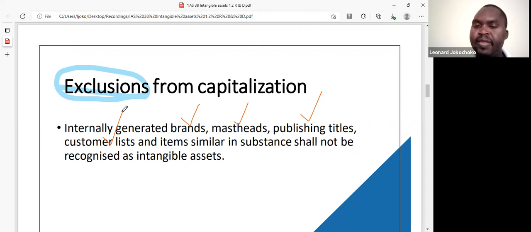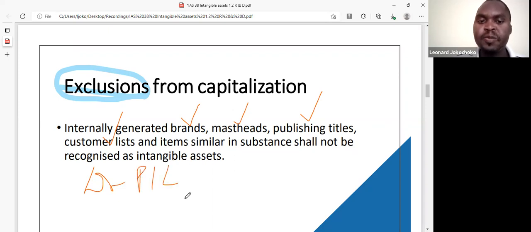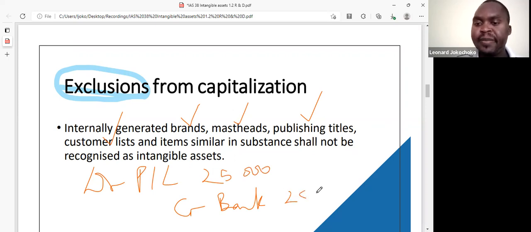In other words, any money which you have spent on a brand, on a masthead, or on a customer list is expensed in the profit or loss account. We record it by simply debiting the amount spent to the profit or loss account, and crediting our bank, as we saw earlier on. This means, for example, if I use 25,000 to develop an internal brand, then I expense it in the profit or loss account, and I credit my bank account by the same amount.